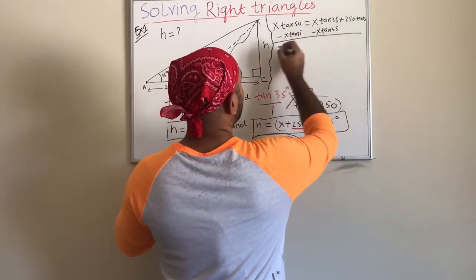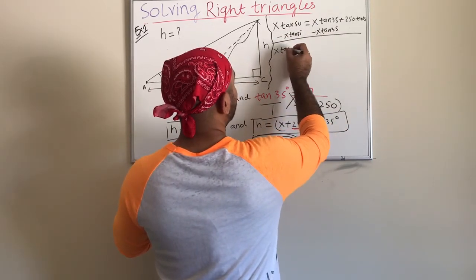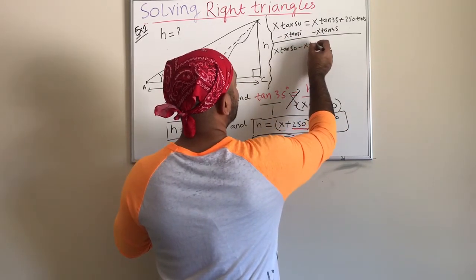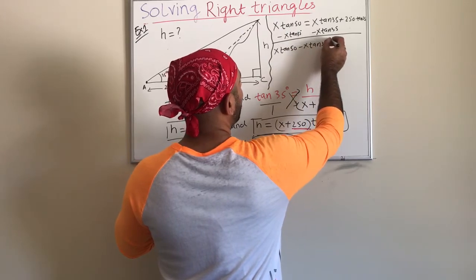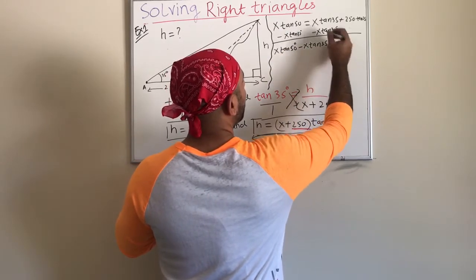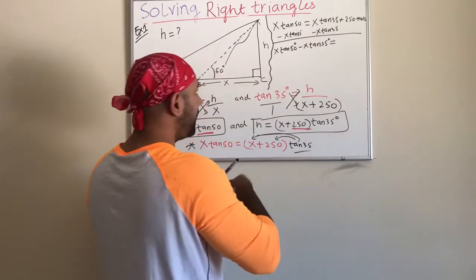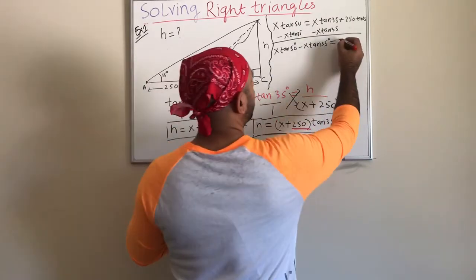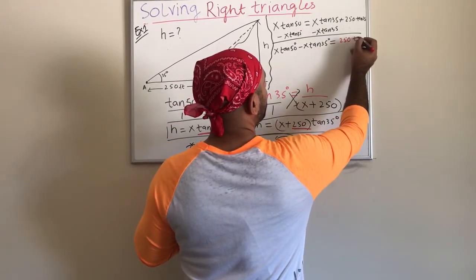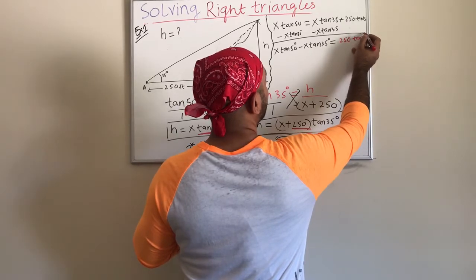So when I do that, I get x tangent of 50 minus x tangent of 35. We are trying to isolate x, okay? And then on the right hand side, I'm only left with 250 times tangent of 35. Guys, I'm not going to be using the calculator yet. I will do it all the way at the end.